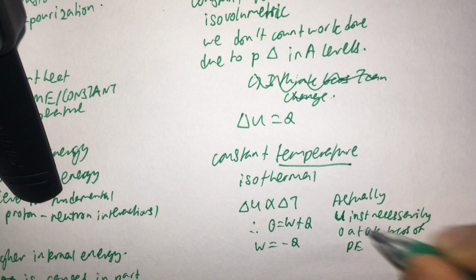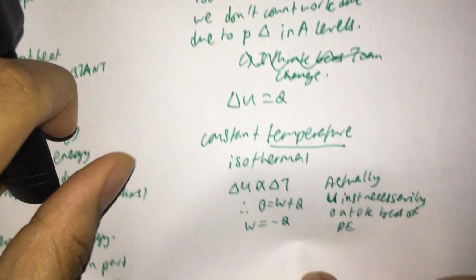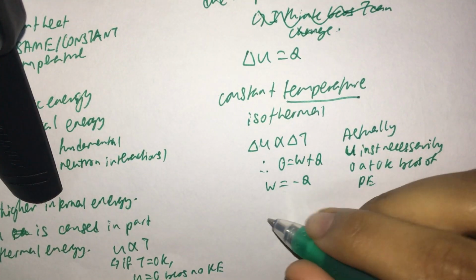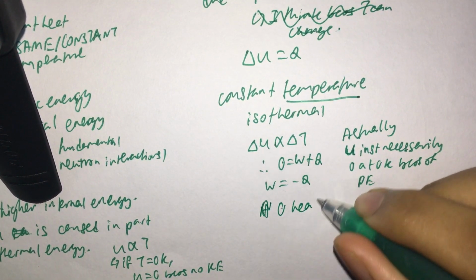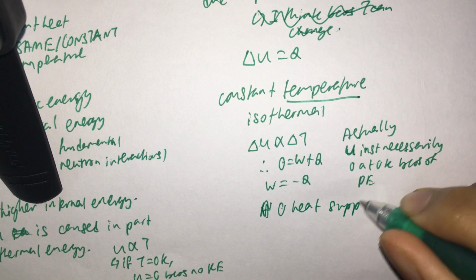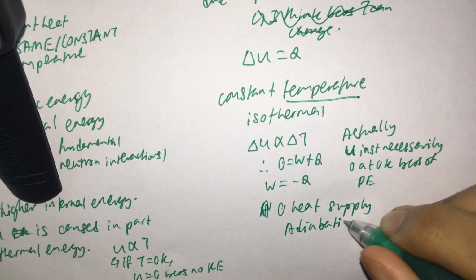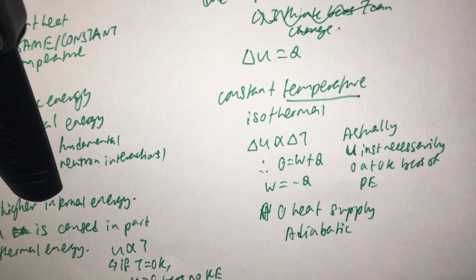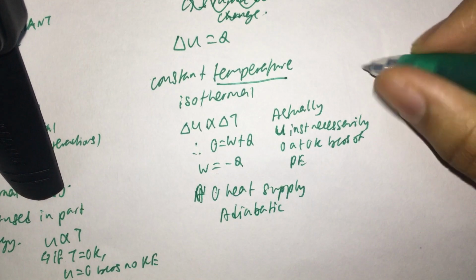Yeah. And the final one, which is where the heat supply is actually 0, it is called the adiabatic system. I don't know how to pronounce it correctly. Is it adiabatic or adiabatic? Never mind, it's not important. As long as you know what I'm talking about. So when the heat supply is 0, it's pretty obvious delta U equals the work done on the system.